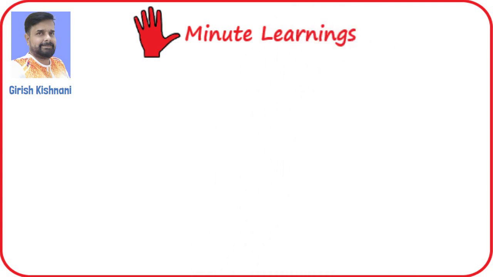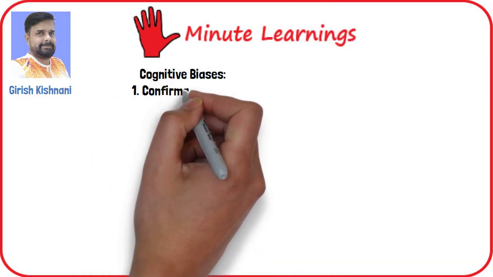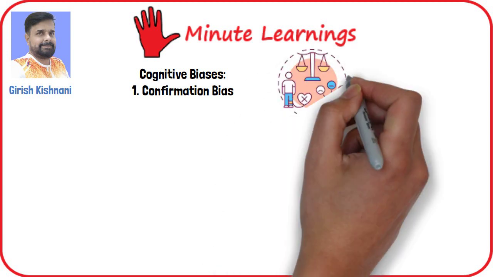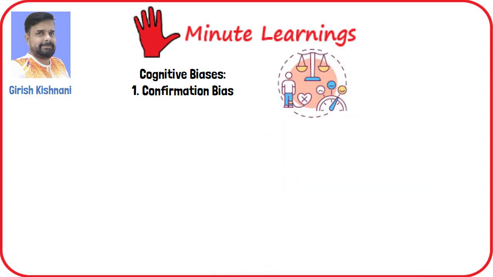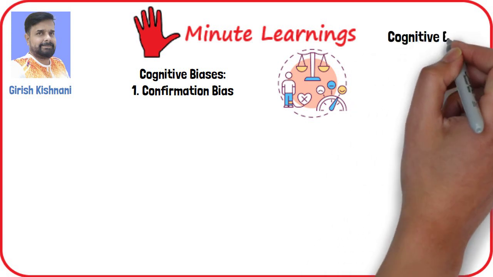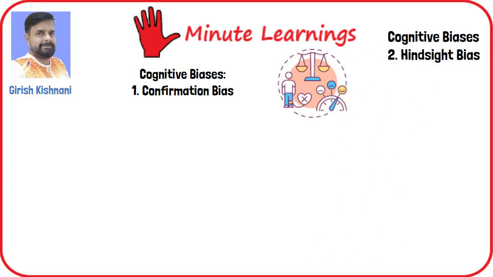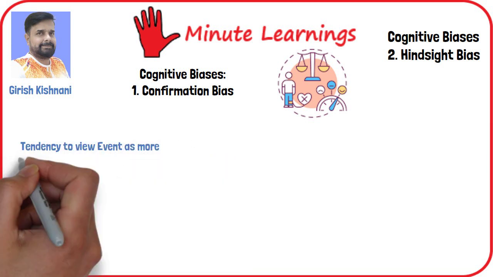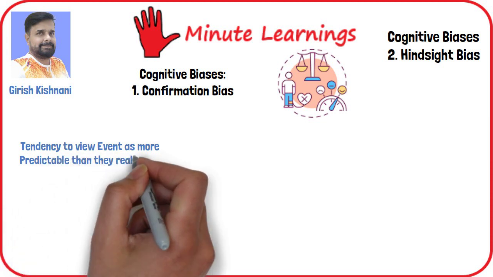In the last video, we started the new series on cognitive biases and learnt about confirmation bias in detail. In continuation to it, we shall focus on the second type of cognitive bias, the hindsight bias in this video. The term hindsight bias refers to the tendency people have to view events as more predictable than they really are.